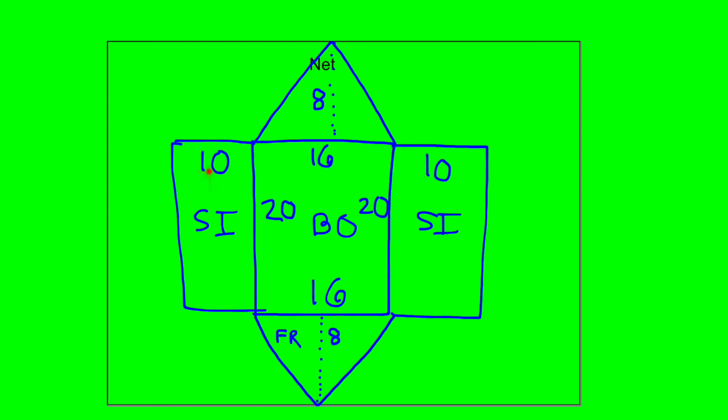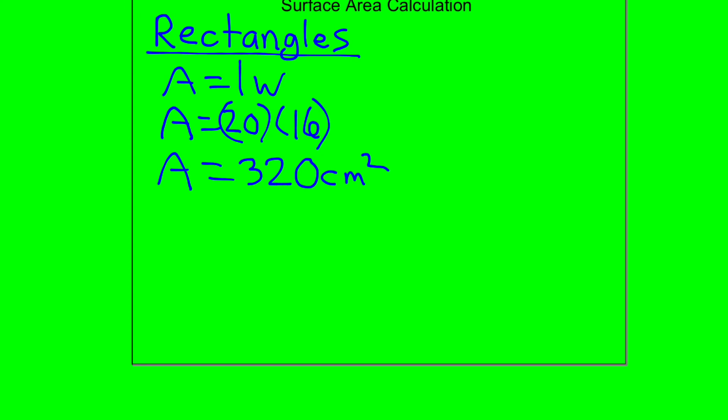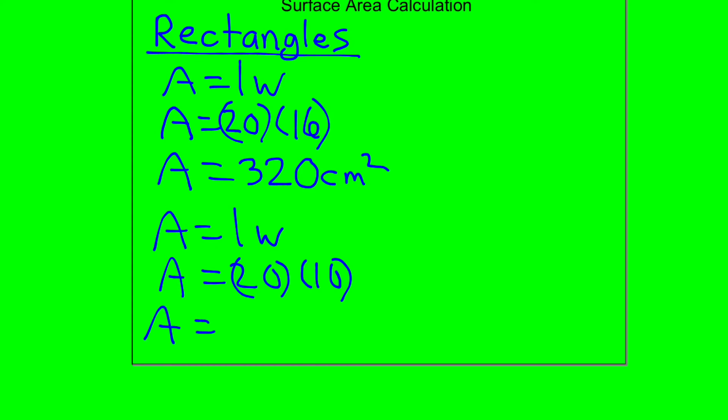Now, let's do the 2 side rectangles. Their dimensions are 20 by 10, and there are 2 of them. Oops, went the wrong way. So I'll just do this below. I'll write area equals length times width. Area equals 20 times 10. And that's 200 for one of those rectangles, centimeters squared.